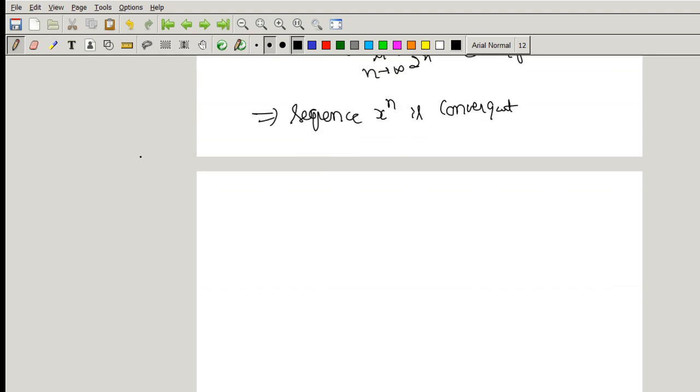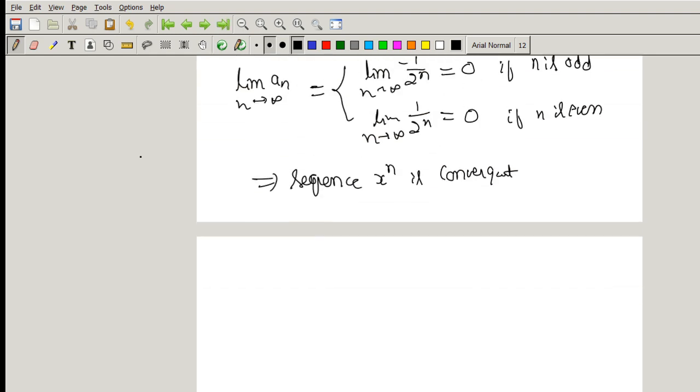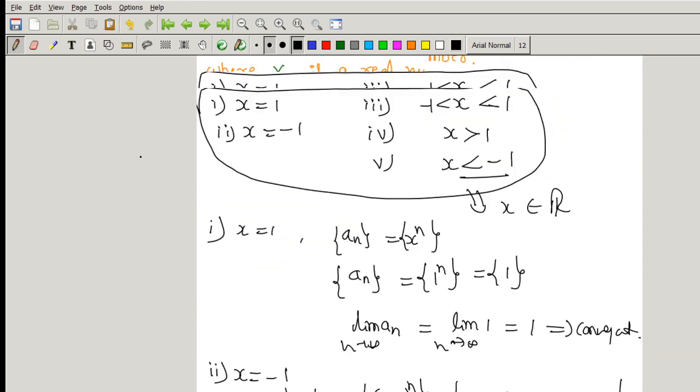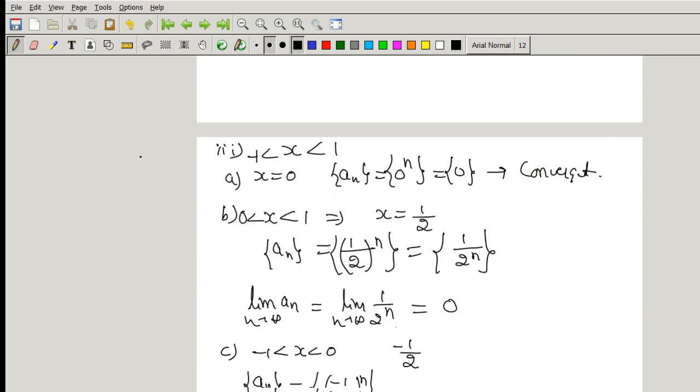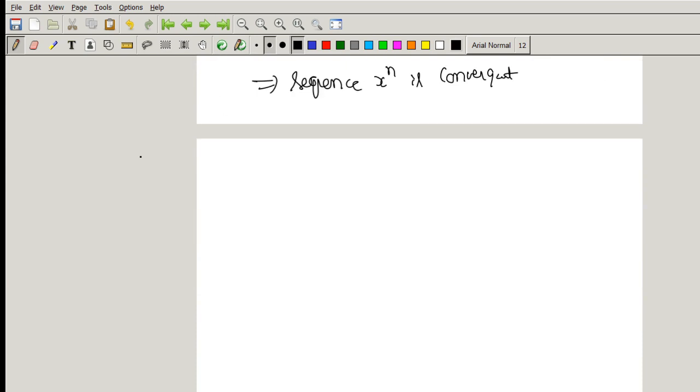Now I am checking when x is greater than 1. I think that is the fourth case. In case 4, when x is greater than 1, the numerator quantity is greater than the denominator. Therefore, the numerator approaches infinity. When the term tends to infinity, the numerator approaches infinity faster than the denominator.